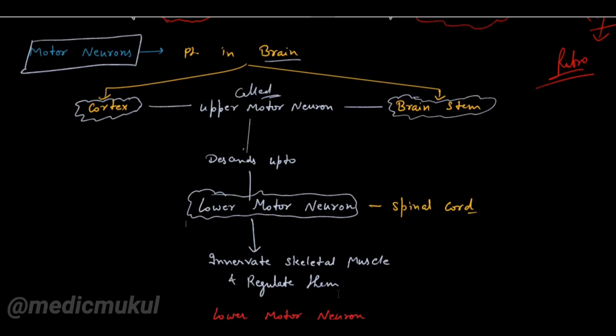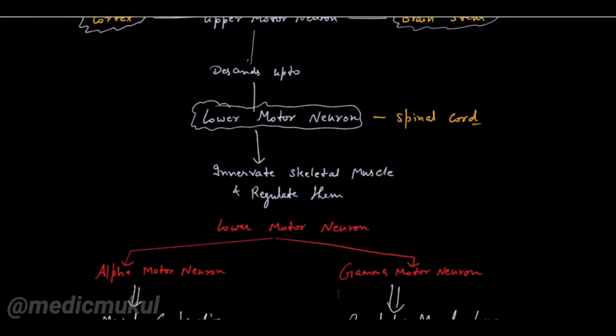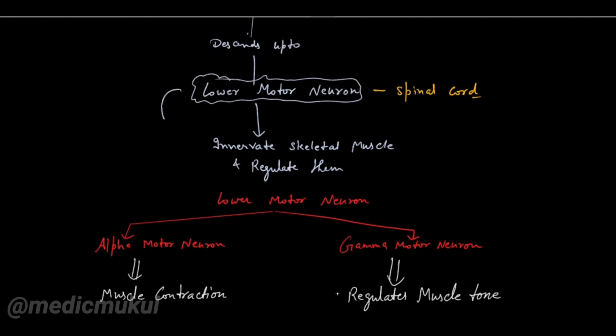Next, lower motor neurons are of two types. They can innervate by two things: they can contract and they can regulate. So there is the alpha motor neuron and the second is the gamma motor neuron. So lower motor neurons are of two types, alpha motor neuron and gamma motor neuron. Now you understand what alpha and gamma motor neurons are. They are types of what? Lower motor neuron. Lower motor neurons present in the spinal cord go to the skeletal muscles and regulate them. So it is the lower motor neuron, alpha motor and gamma motor.